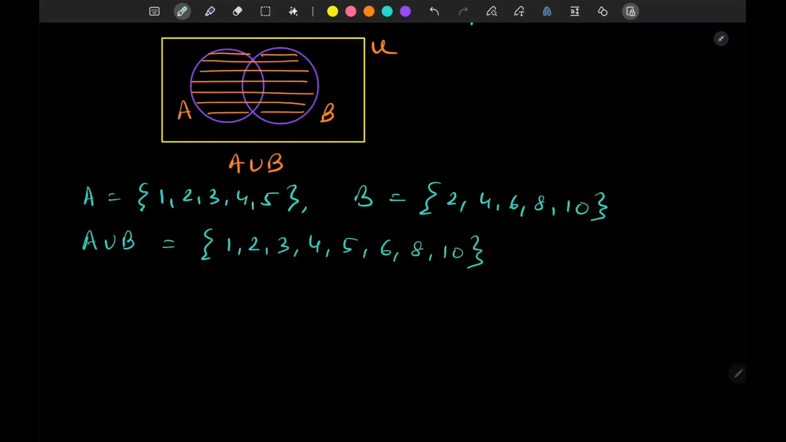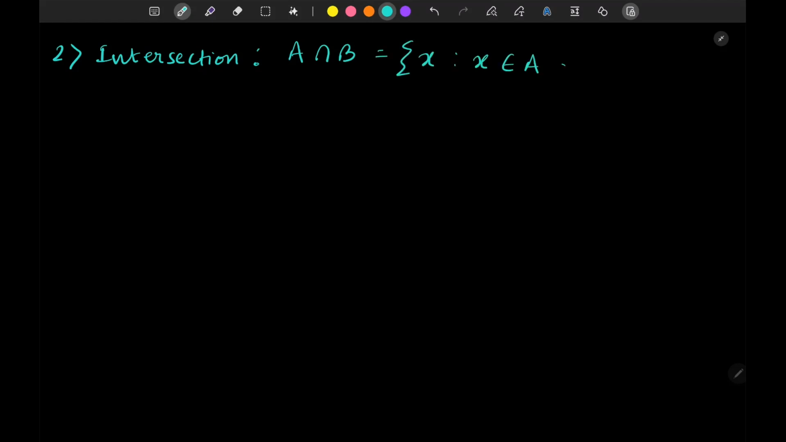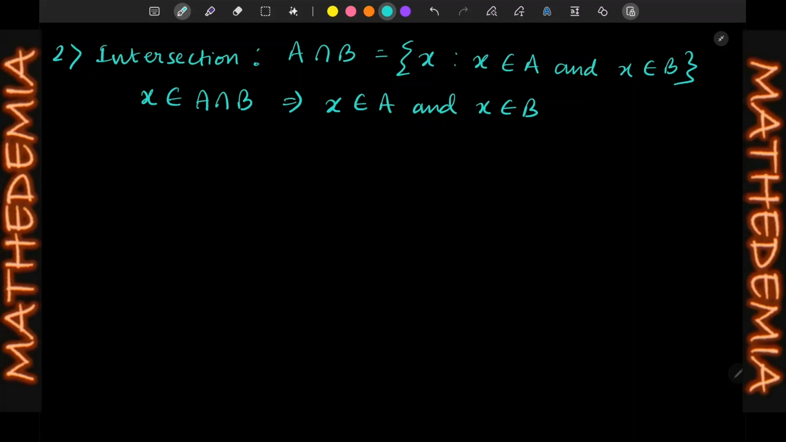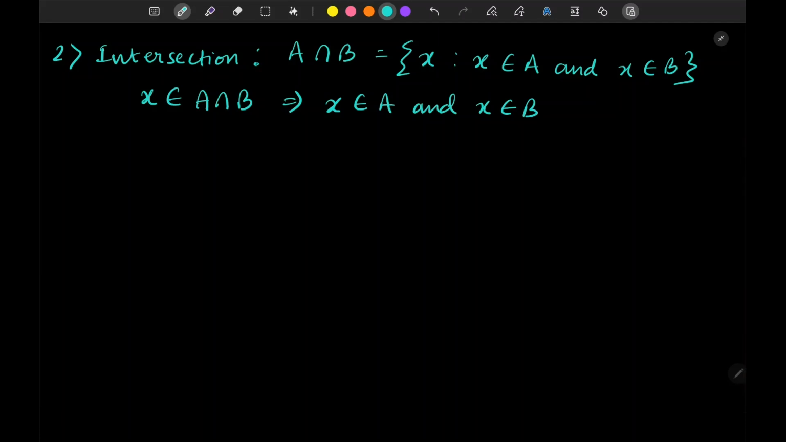The next operation that we are going to learn about is called intersection. The intersection of two sets A and B is denoted as A intersection B, which is a set comprising the elements present in both set A and set B. Therefore, any element X that belongs to the set A intersection B must be a part of A as well as B. Hence, the set A intersection B consists of all the elements common to both sets A and B.